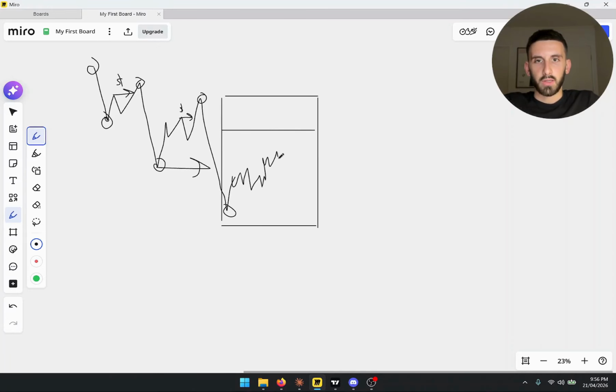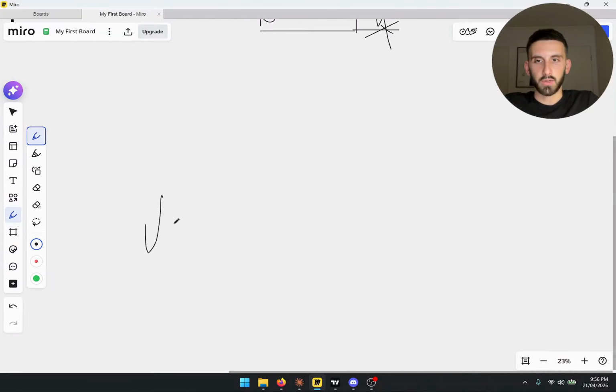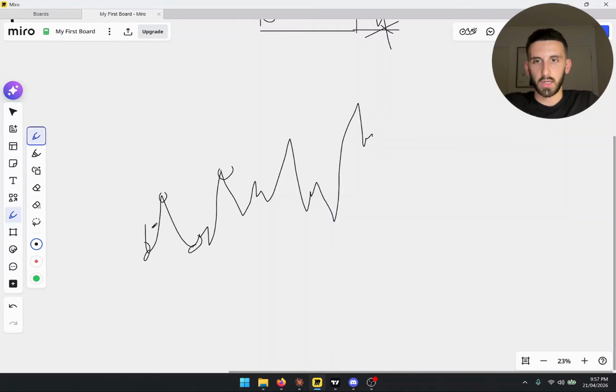Price moves around a bit. We get tapped in at this point. Then price ultimately makes its way down, hit take profit. Another plus 3 reward. It's that simple, guys. Let's do a bearish scenario as well. Bearish scenario, right? We can see we've got low, high, low, high.